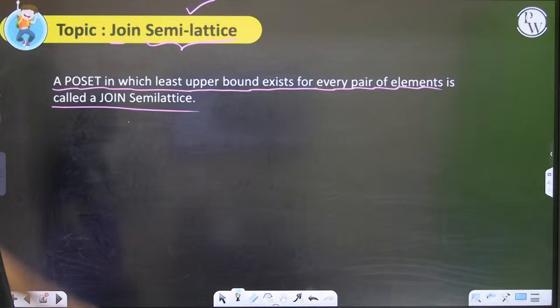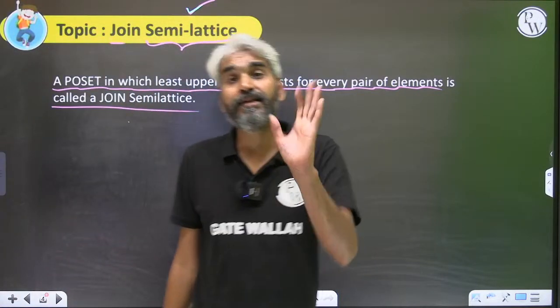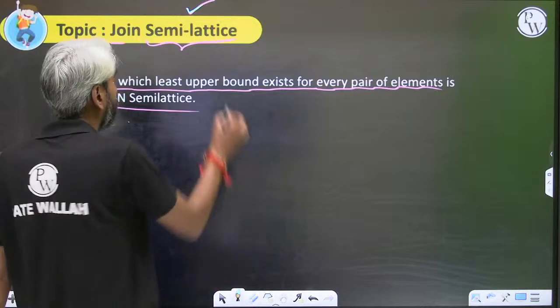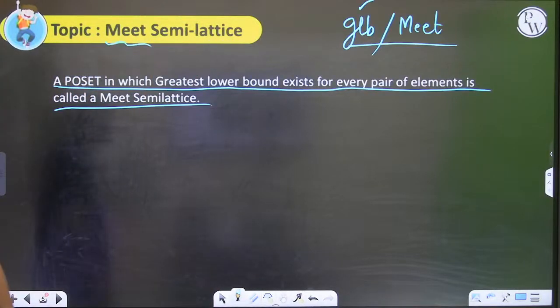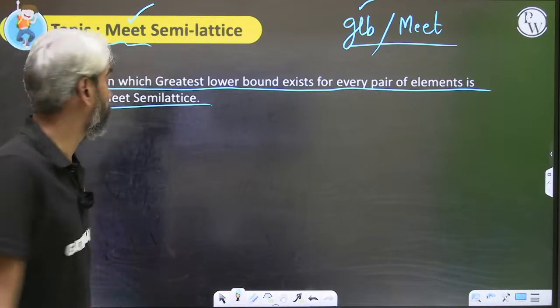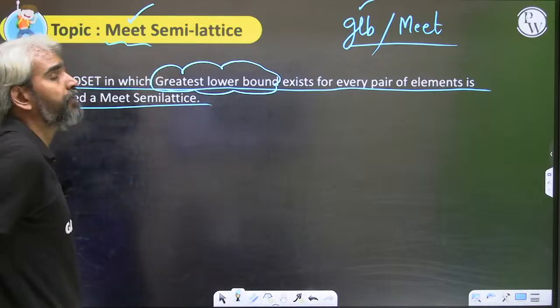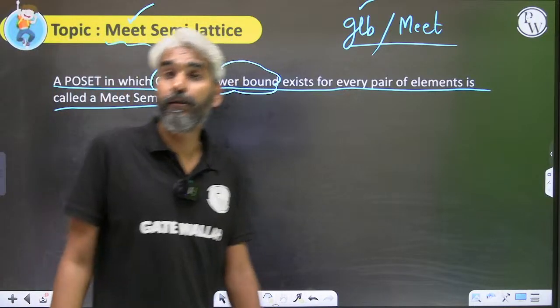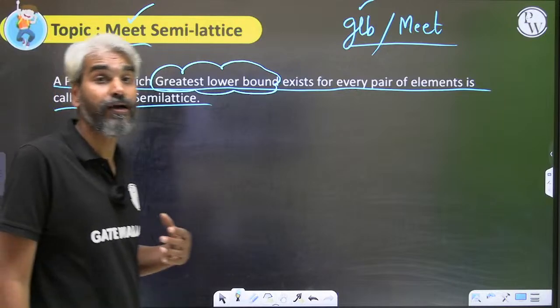So let's have a quick revision. What is a join semilattice? A poset in which least upper bound exists for every pair of elements will be called a join semilattice. What is a meet semilattice? Meet is basically greatest lower bound. So a poset in which greatest lower bound exists for every pair of elements will be called a meet semilattice. If it is either a join semilattice or a meet semilattice, then it will be called a semilattice.